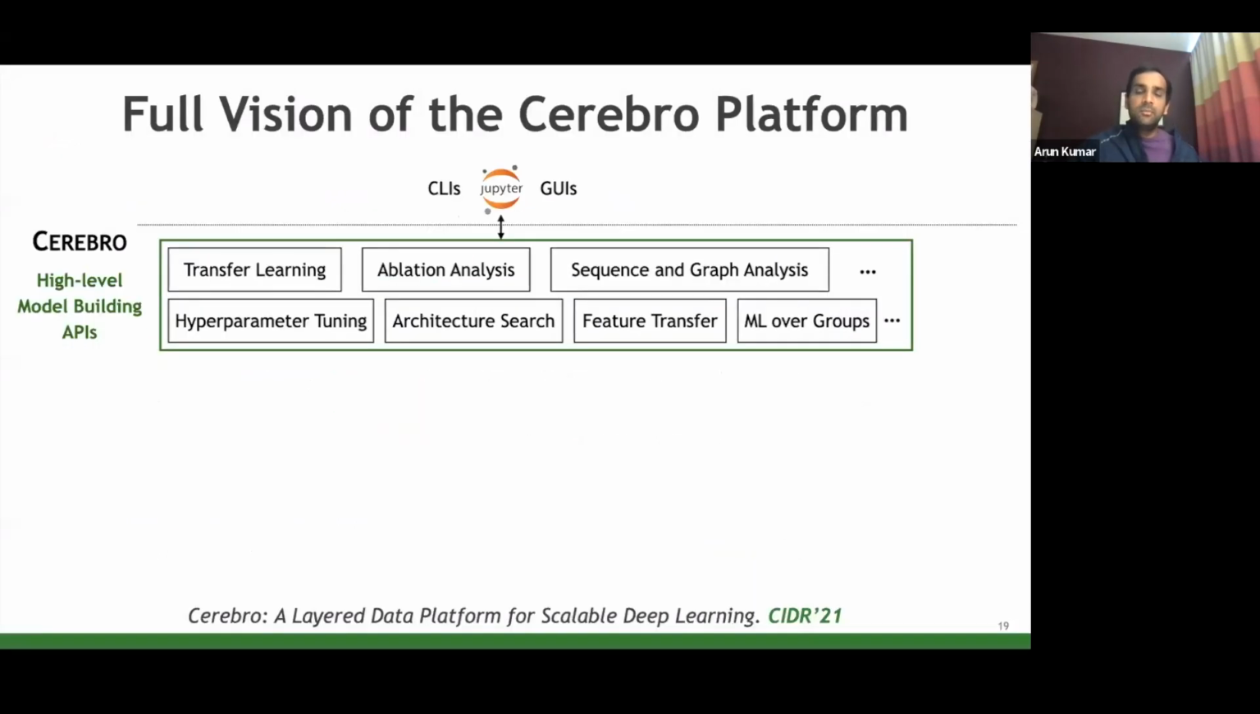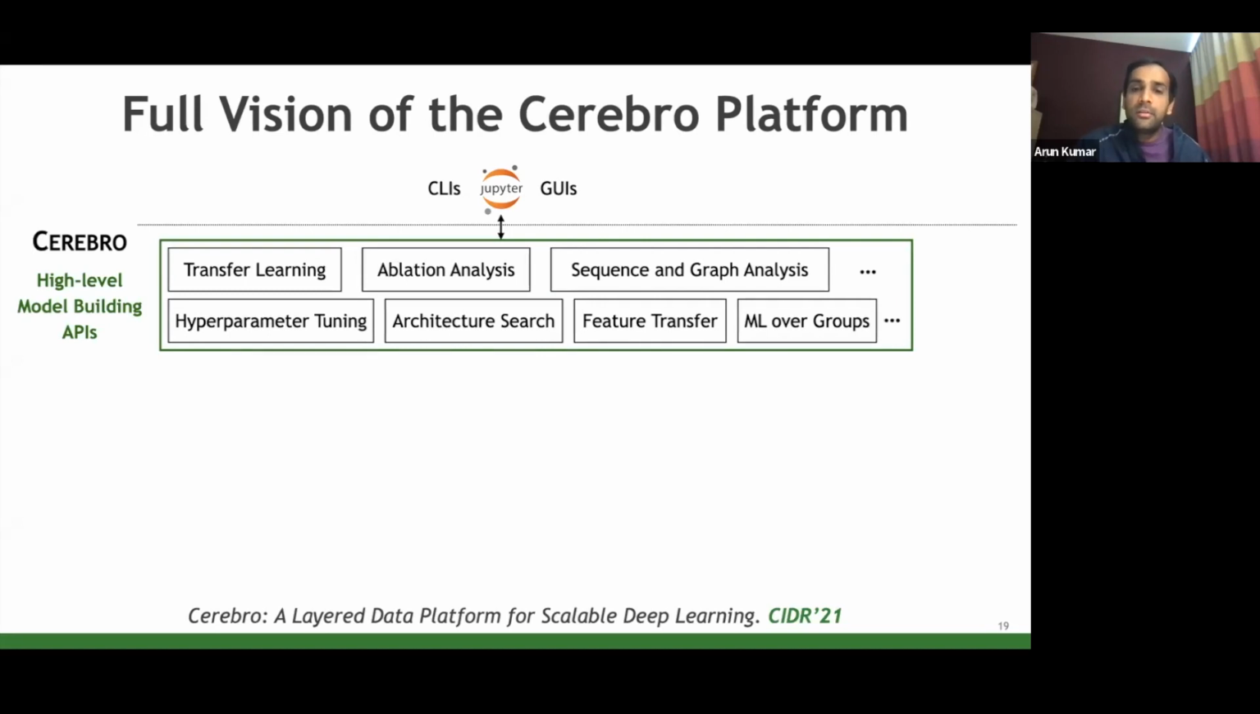So now that is the model hopper parallelism. The whole vision of Cerebro involves orchestrating model building for deep learning workloads at scale across multiple sorts of model building tasks. Hyperparameter tuning, architecture tuning. There's also transfer learning and feature transfer that we have studied. Machine learning over groups, where you train different models for different subsets of the data. Akin to the group by clause in SQL, you can do group by for machine learning. Sequence analysis, graph analysis. Like I said, we've been studying this for the last 5-6 years.